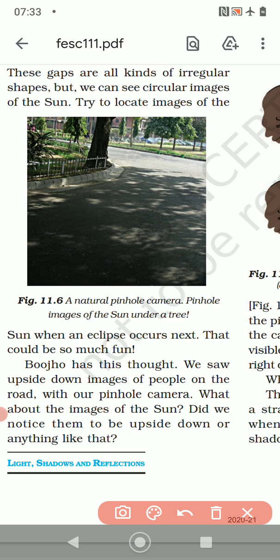What about the images of the sun? Did we notice them upside down or anything like that? When it is a circle, even if it is upside down, will you be able to notice it?